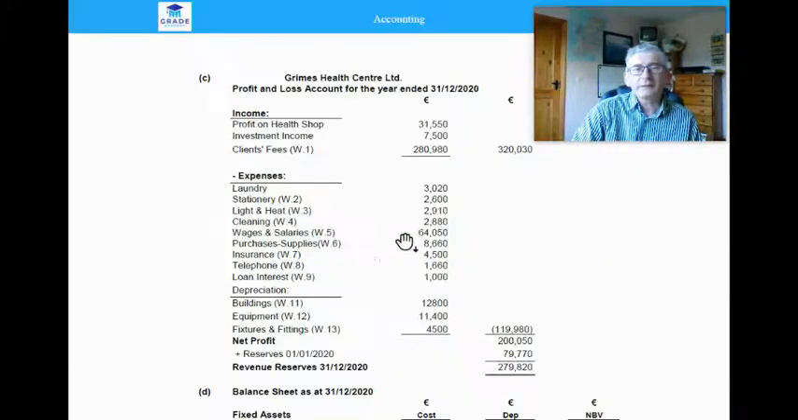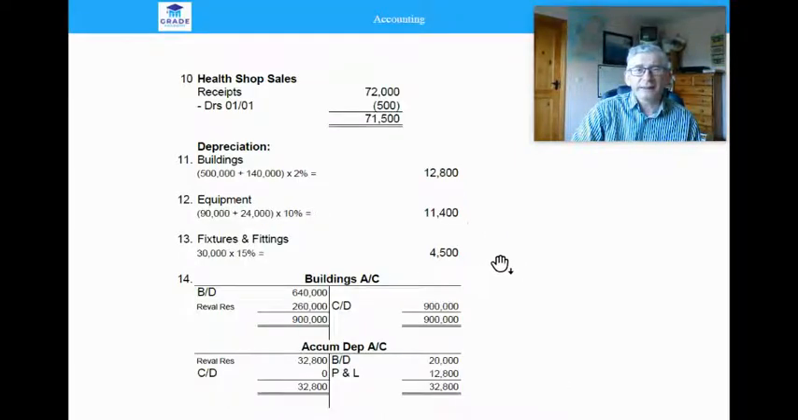So just looking at those figures again, we have the light and heat, 2,910, we discussed that. The cleaning was 2,880. The wages and salaries are 64,050. The purchases of supplies is 8,660. The insurance is 4,500. The telephone 1,660, and the loan interest is 1,000. Now, just moving on then, and we've discussed that figure.